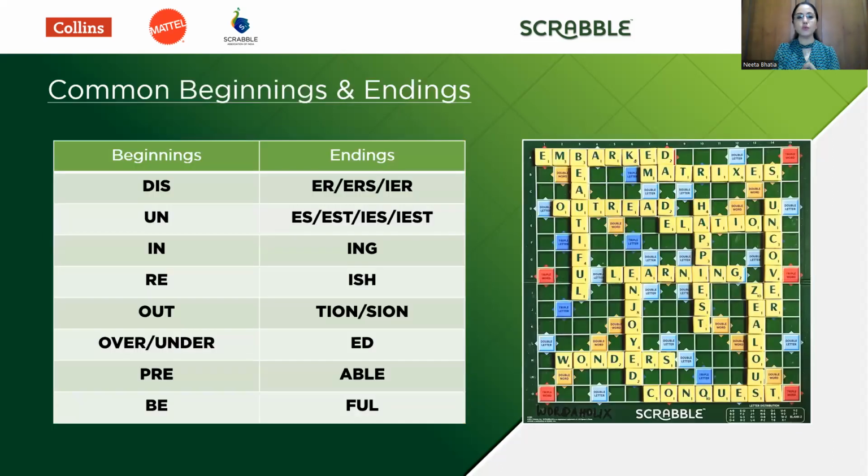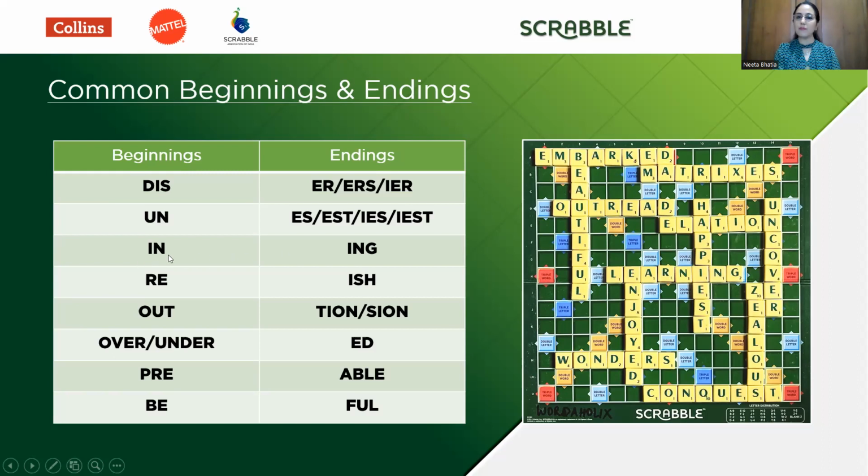Which brings us to the aspect of common beginnings and endings to words, which are the common prefix or suffix to words. These can help us spot bingos on our rack. Listed here are some of the common beginnings and endings. And the board on your right shows you a few of the words played with these common beginnings and endings. With the beginnings like DIS, you could make words like disable or discard. With un, you could have unusual, or what you see on the board over here, uncover, that is played.